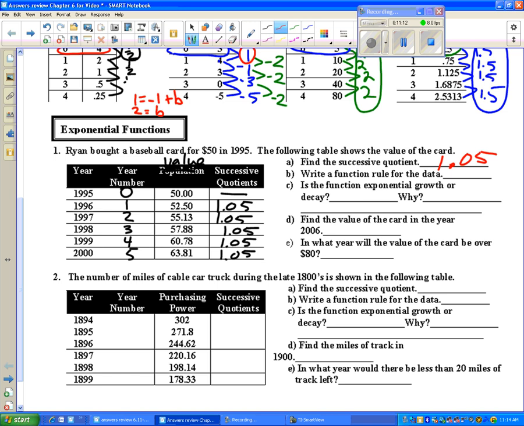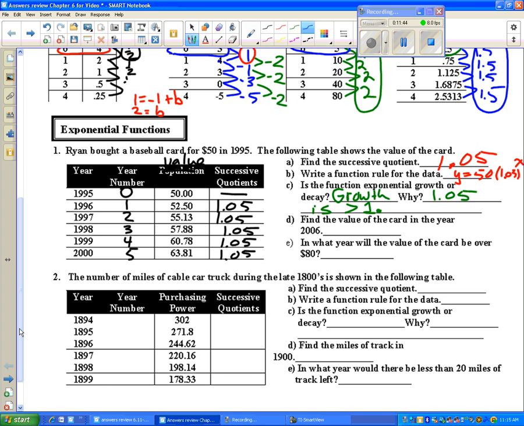Write a function rule for the data. Okay, so this is exponential. It's exponential growth because 1.05 is greater than 1. So y is equal to my initial value, 50, times 1.05 to the x power. Is the function exponential growth or decay? It's growth, because 1.05, my successive quotient, is greater than 1.